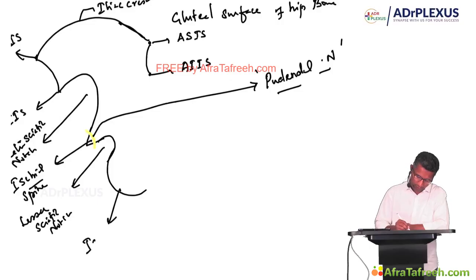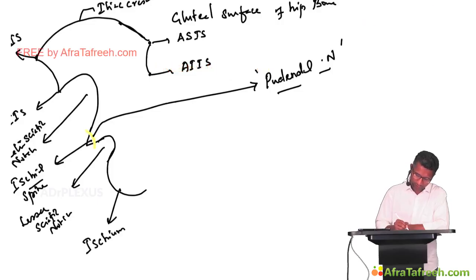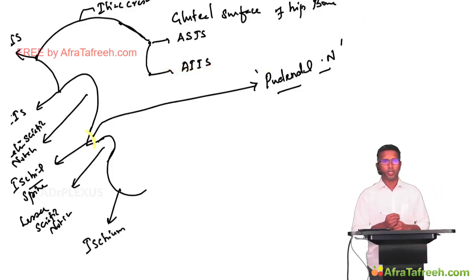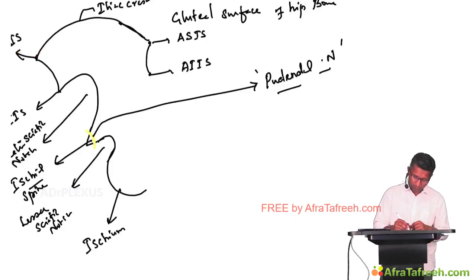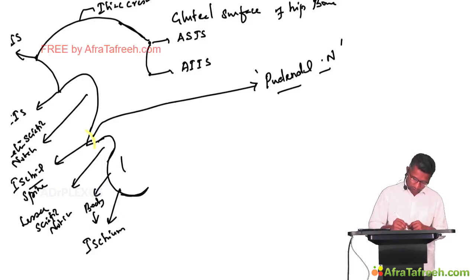So you can see the ischium bone clearly in this view rather than in the anterior view or in the pelvic view. In the gluteal surface view, you can see the ischium bone very well. This ischium bone has a body. This is called the body of the ischium. And you get a tuberosity. This is called the ischial tuberosity.